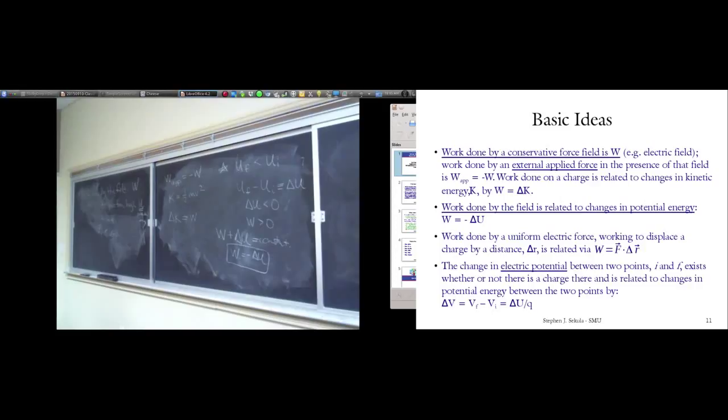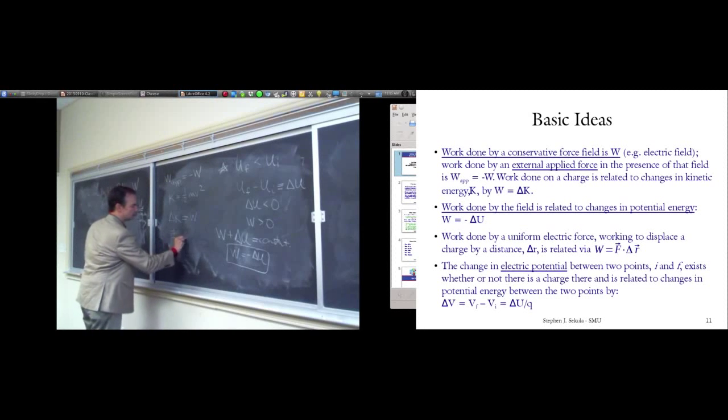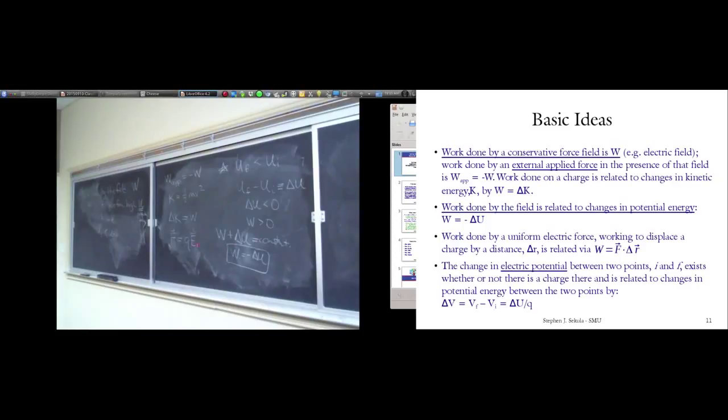Now, you can always go back to the force. And of course, the force we've been exploring is the electric force described by, for instance, Coulomb's law when we're talking about point charges. But in general, any force due to an electric field is simply equal to the charge experiencing the force times the electric field. Doesn't matter what that E is.